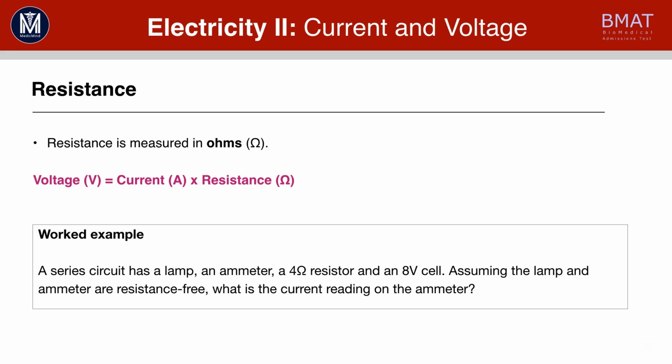Let's have a go at this worked example. A series circuit has a lamp, an ammeter, a 4 ohm resistor, and an 8 volt cell. Assuming the lamp and ammeter are resistance free, what is the current on the ammeter? Pause the video and have a go yourself.